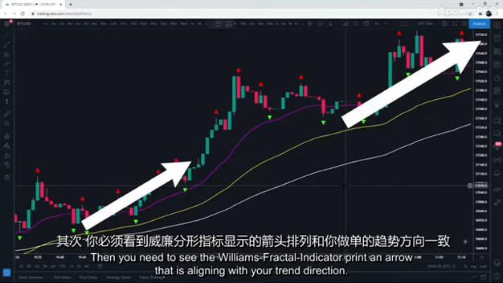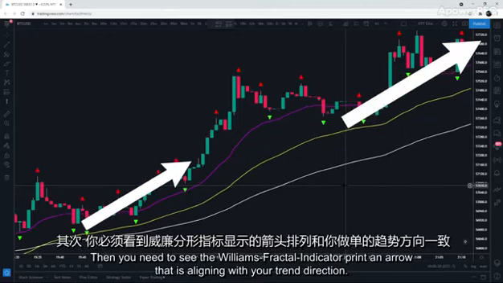Let's see how this looks on the bar replay feature. So first we're waiting for the pullback into the exponential moving averages. We get that, and now we need to see the Williams fractal indicator print an arrow. Now that we have the full setup, we can take a long position here and place our stop loss below the 50-period exponential moving average.